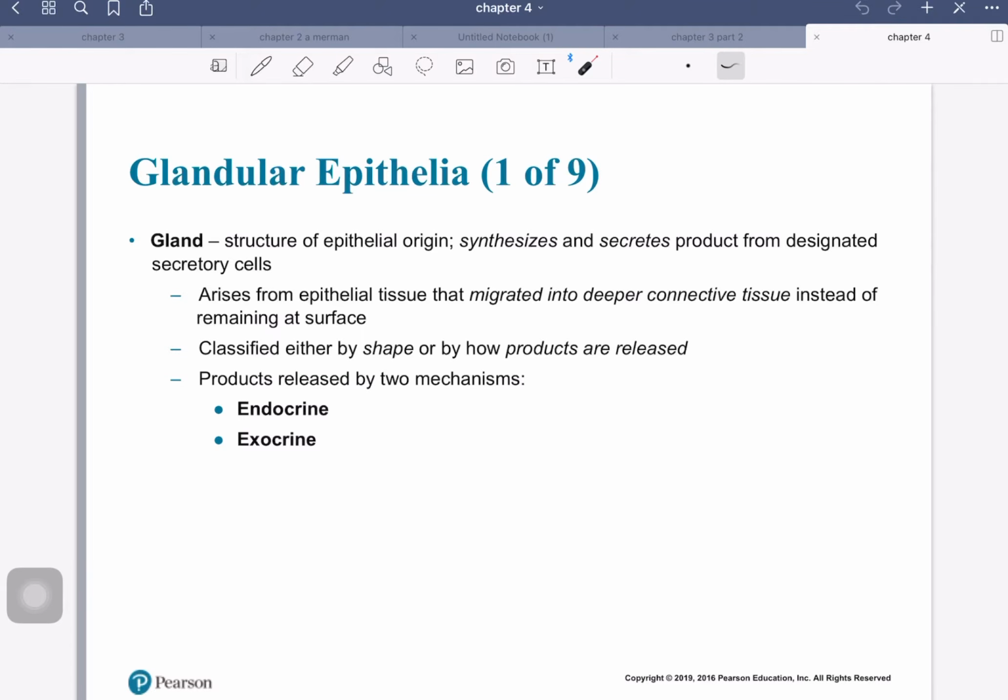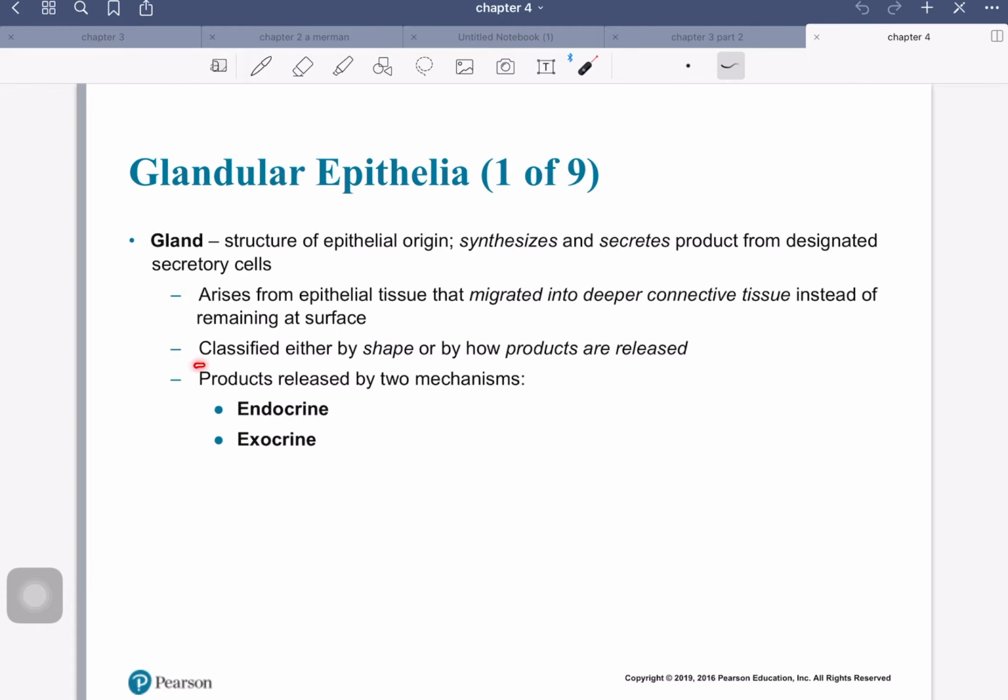In this video, we'll be having a look at glandular epithelia. So let's start off with the definition of a gland. The structure is of epithelial origin, and it makes and secretes products from designated secretory cells. It arises from epithelial tissue that migrated into deeper connective tissue instead of remaining at the surface. So embryologically, its roots are really tied in with epithelial.